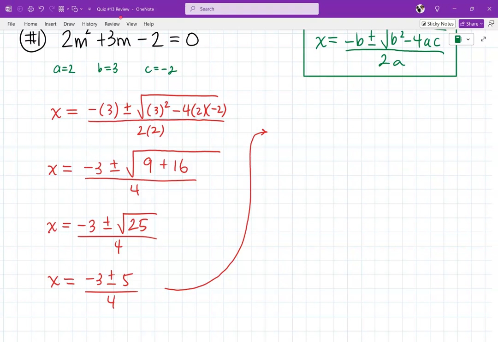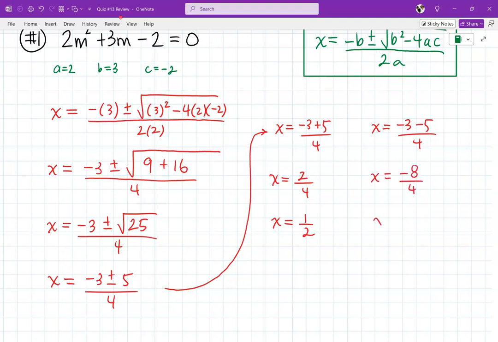There's two ways that I got to solve this, adding it and subtracting it, right? -3 plus 5, -3 minus 5. So I got to do both. So here's the first one. X equals -3 plus 5 over 4. So that's -3 plus 5 is 2 over 4. So x is half. There's one answer. The other answer I get by subtracting -3 minus 5. Okay, so x is -3 minus 5 over 4. So that's -8 over 4. So x is -2. And those are my two solutions.